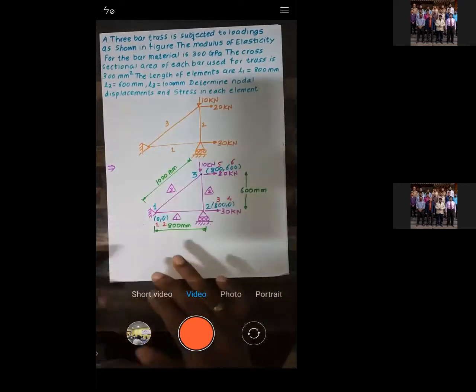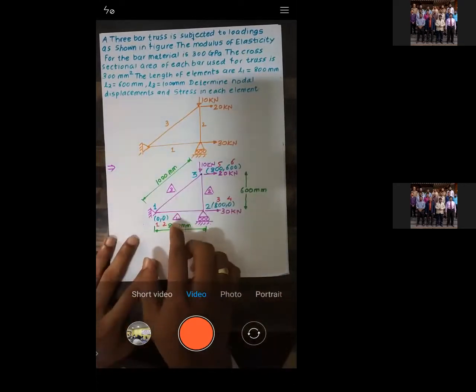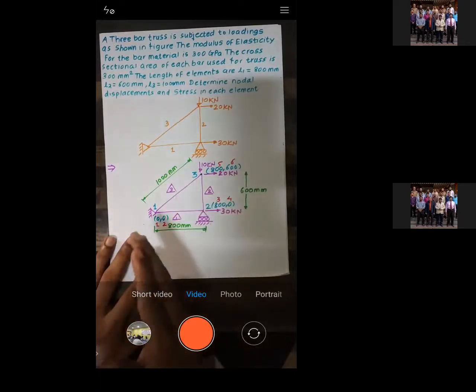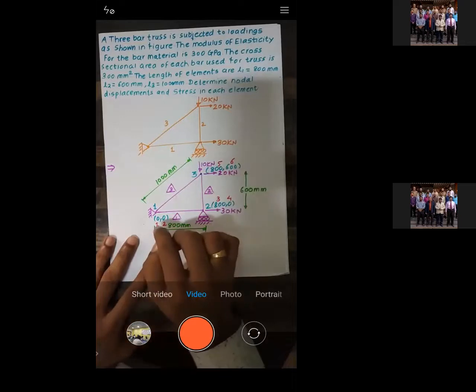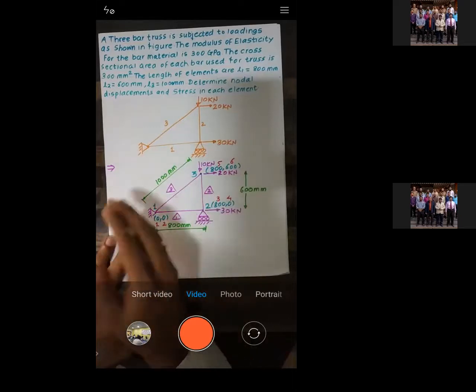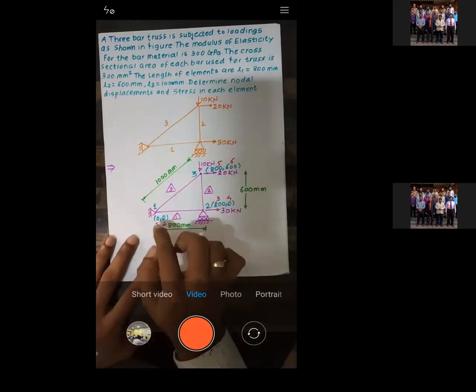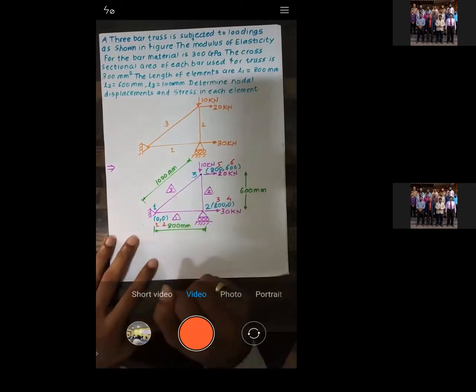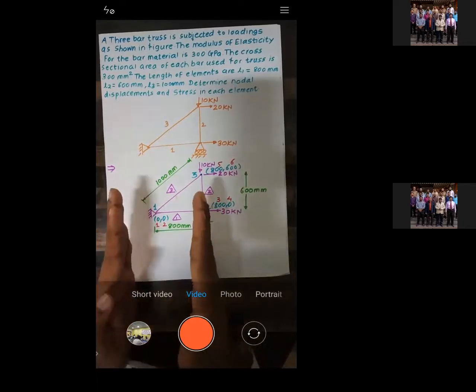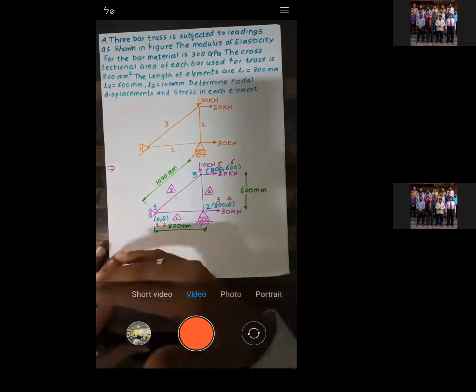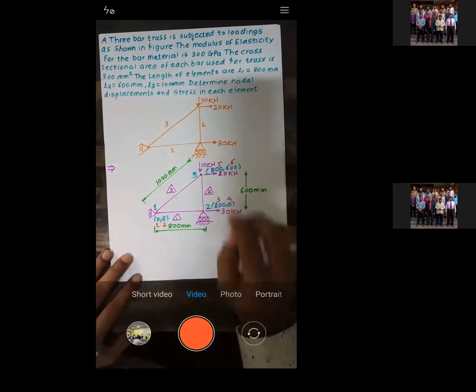So how have we started? The elements are already given. We started assigning the nodes: node 1, node 2, node 3. For assigning the coordinates to each node, we assume node 1 as a reference with coordinate 0, 0. Then we located node 2 with respect to node 1. The horizontal distance is 800 and there is no vertical distance. So this is 800 and this is 0.